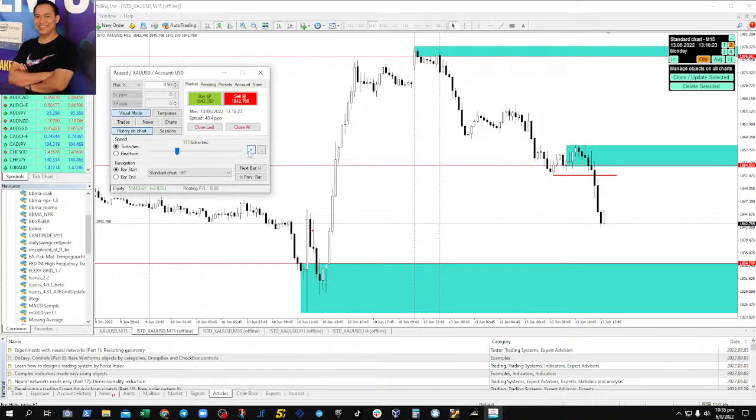Okay, so see what happened here. Price made a high and made a rejection. So since it broke this SR flip level, we can place a sell stop.